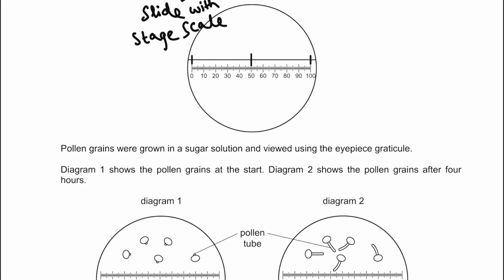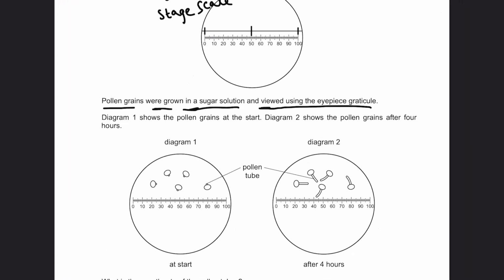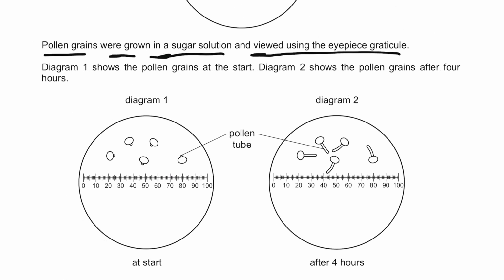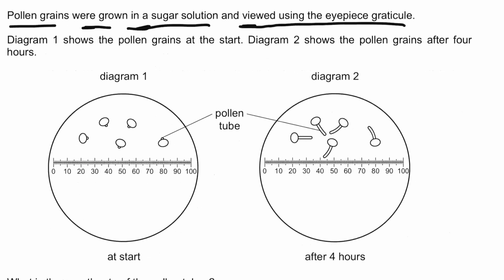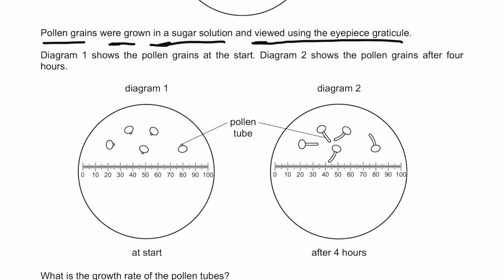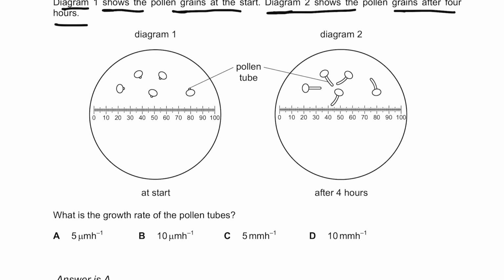Pollen grains were grown in a sugar solution and viewed using the eyepiece graticule. So pollen grains were grown, and the growing pollen grains were observed using an eyepiece graticule. These pollen grains are put into sugar solution. Diagram 1 shows the pollen grains at the start, and diagram 2 shows the pollen grains after 4 hours. What is the growth rate of the pollen tube?